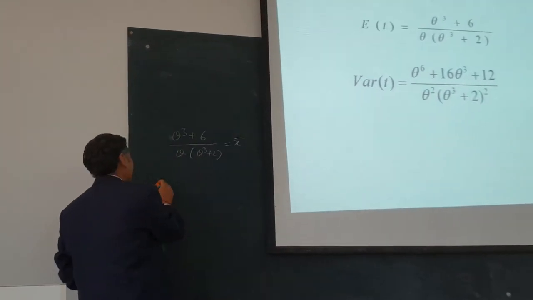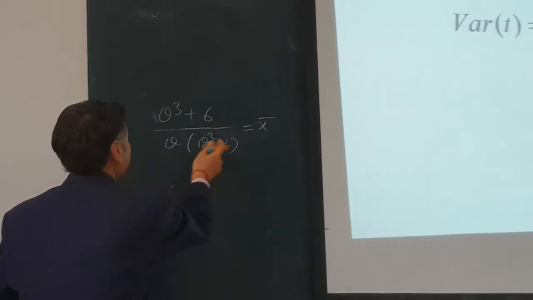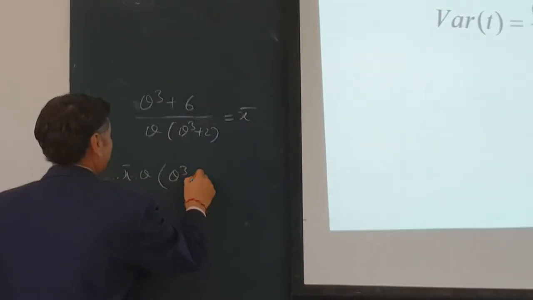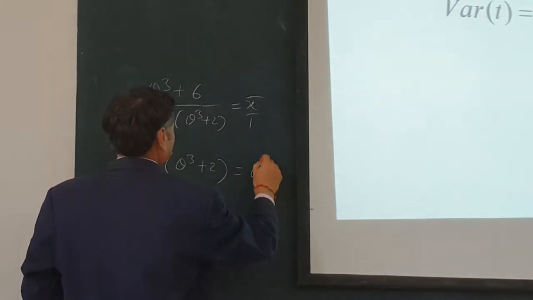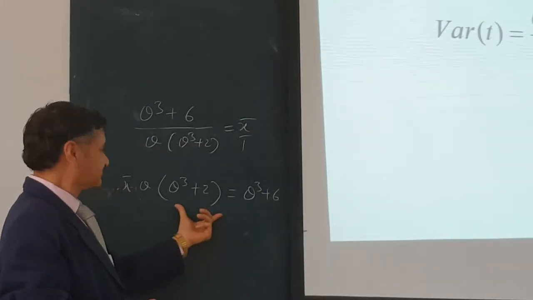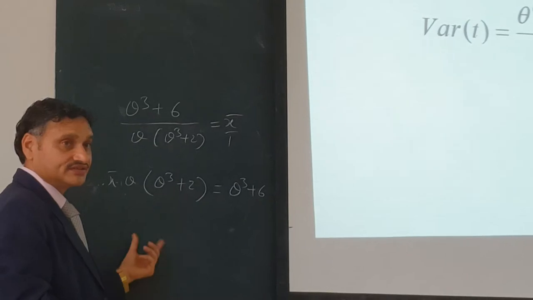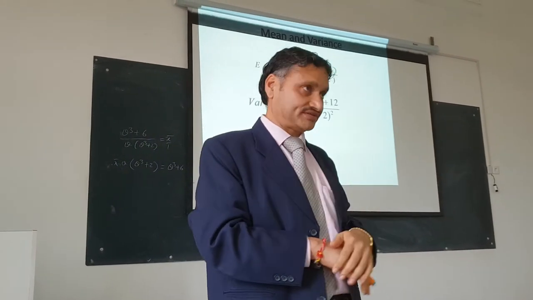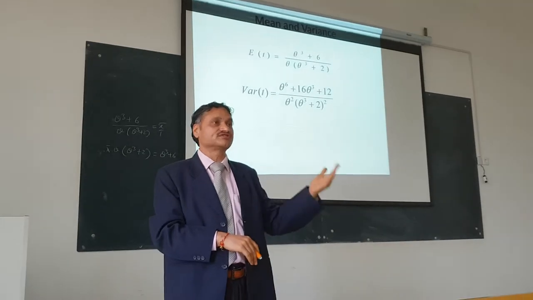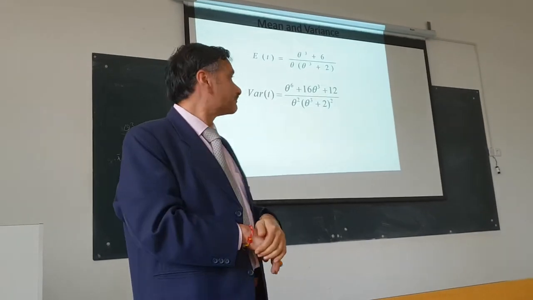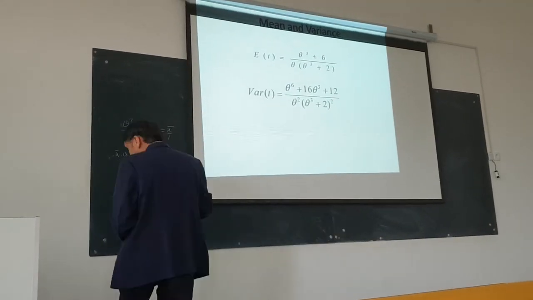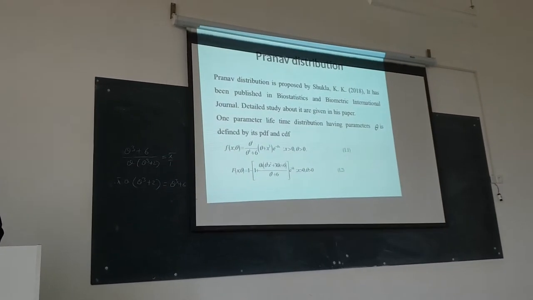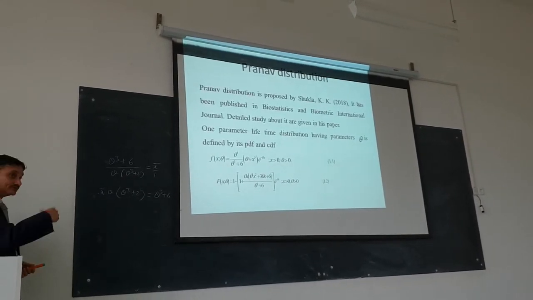If you solve that equation, you can find the value of theta. I am not going to solve it fully, but it will come as theta cubed plus 2 equal to theta cubed plus 6. If you simplify it, you will get it in terms of x bar. X bar is the mean of the data, you can put here. So you can get the value of theta in the moment method. But we also apply the maximum likelihood method to estimate. Both methods we apply. If you want, you can see that method. Mean, variance, moments, even skewness, kurtosis, all we have derived already. So that completes this distribution. I will come to the problems later on.